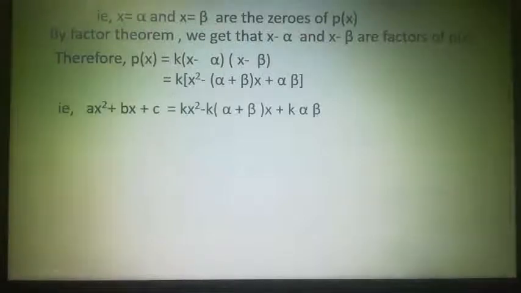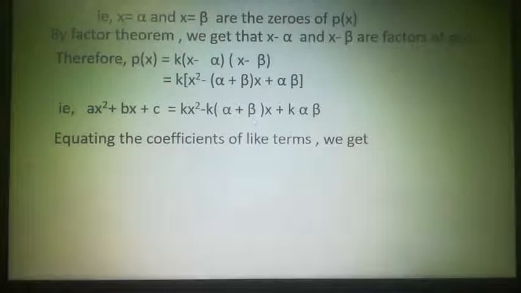Now p of x was given to be ax square plus bx plus c. That was the original polynomial that we have taken. So this polynomial now is of the form ax square plus bx plus c, which is equal to k into x square minus alpha plus beta into x plus alpha beta. So when you multiply, you get kx square minus k into alpha plus beta into x plus k into alpha beta.